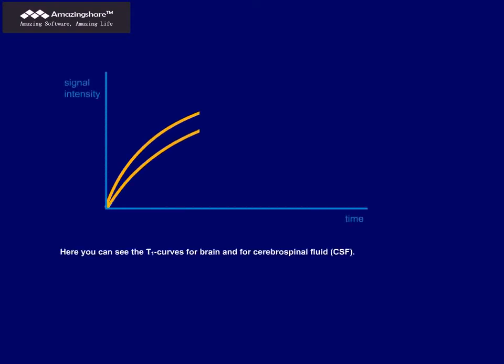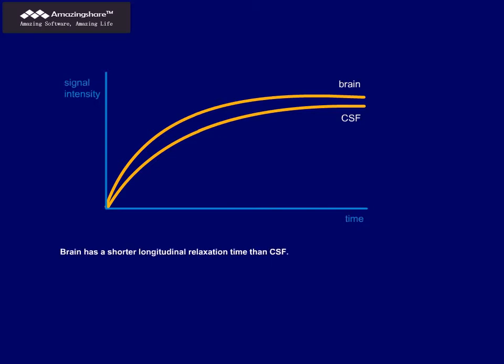Here you can see the T1 curves for brain and for cerebrospinal fluid, CSF. Brain has a shorter longitudinal relaxation time than CSF. At the time 0, we have no longitudinal magnetization at all, and this can be the time immediately after our first 90-degree pulse. When we wait a long time before we repeat the 90-degree pulse, TR long, longitudinal magnetization has pretty much recovered.